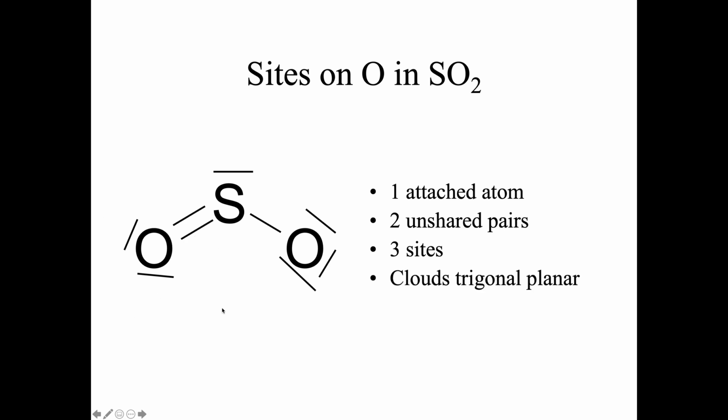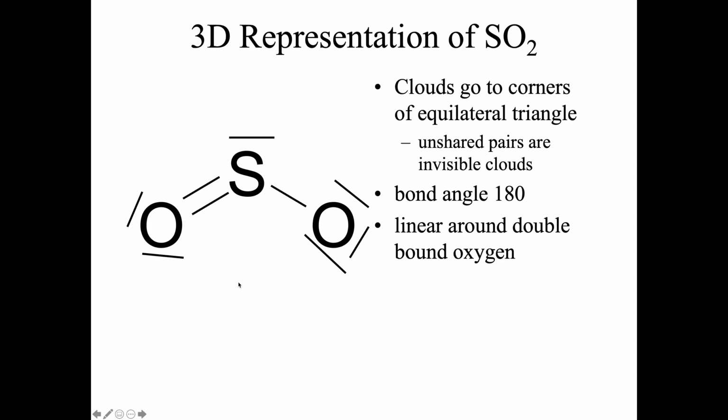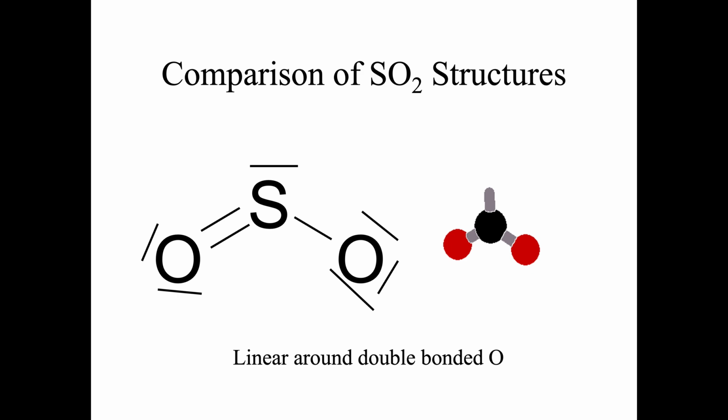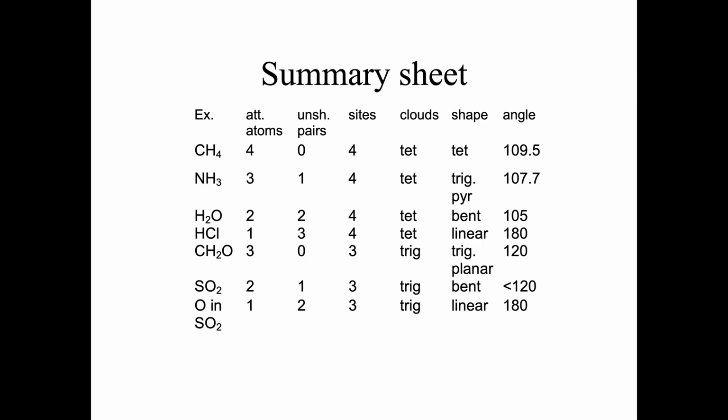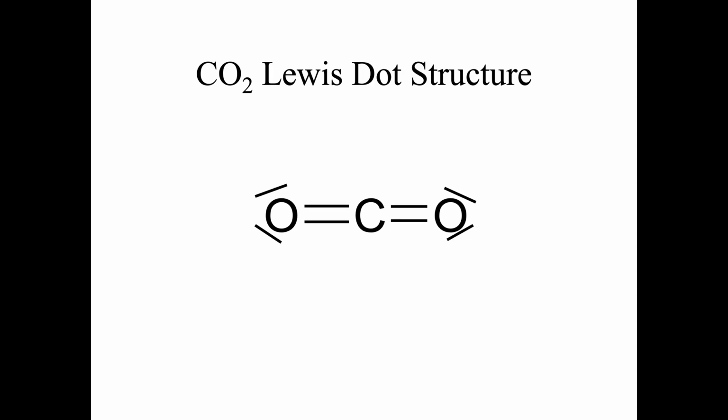So the clouds are going to be trigonal planar. Now you remove two of the pencils, but keep the shape the same, and it's going to be linear. Take two away, it's going to be linear. There's side by side, okay, and then here's the summary sheet. All right, I'll go through the whole summary sheet. The last slide will be the whole summary sheet.